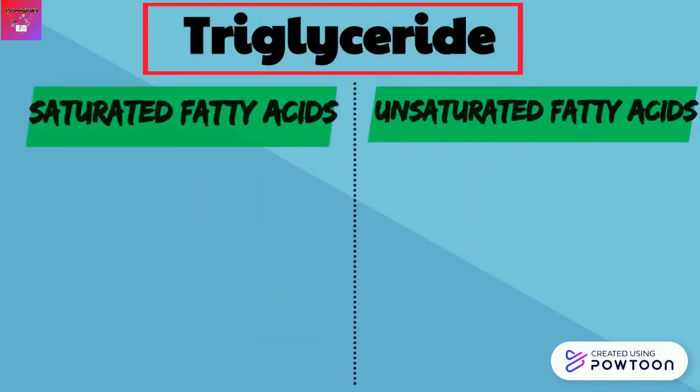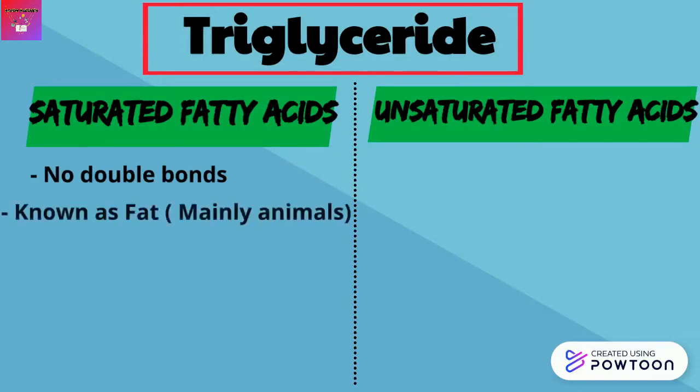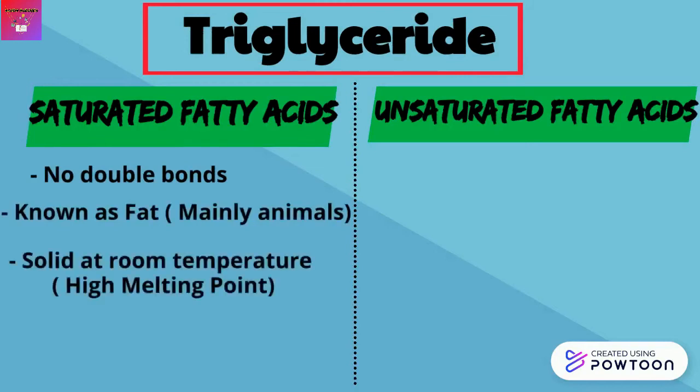Now, let's look at a brief summary about the triglyceride molecule we have been discussing so far. First off, we have saturated fatty acids which have no double bonds in them. Triglycerides with saturated fatty acids are known as fats and mainly originate from animals. This type of triglyceride is solid at room temperature because it has a high melting point.